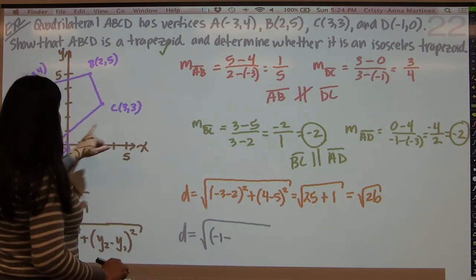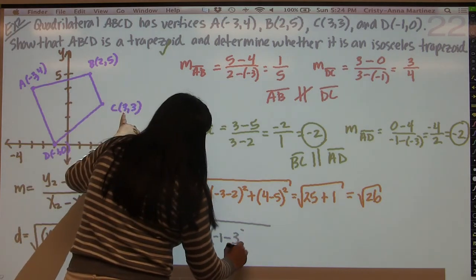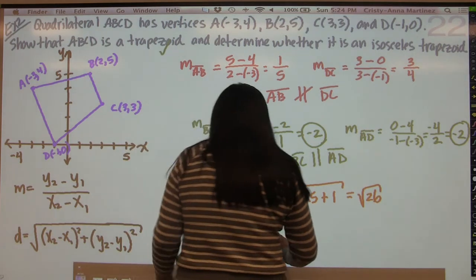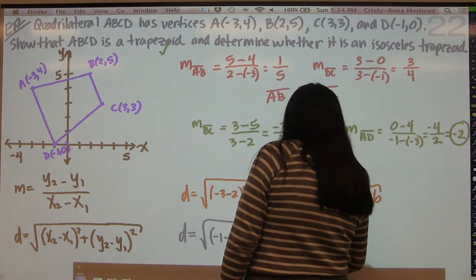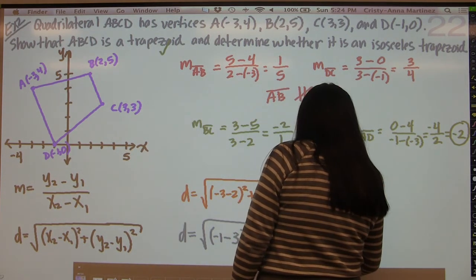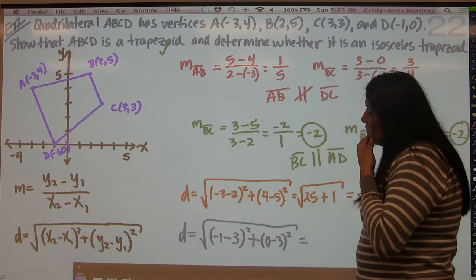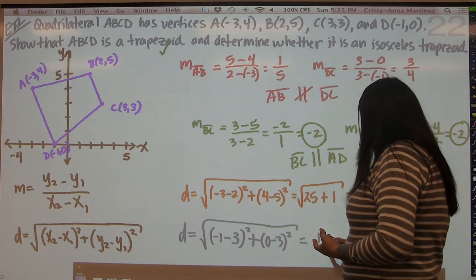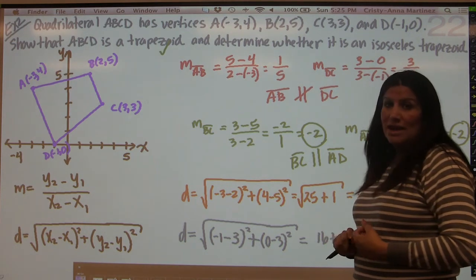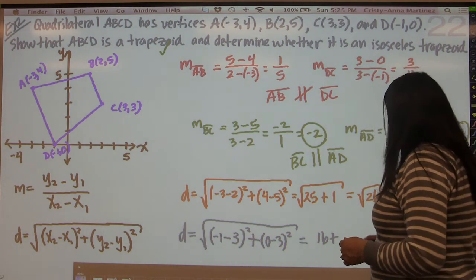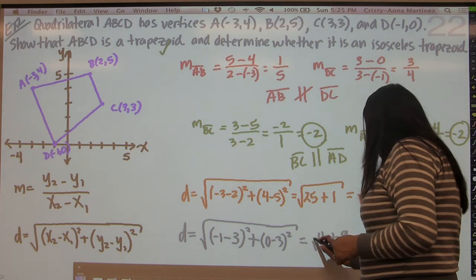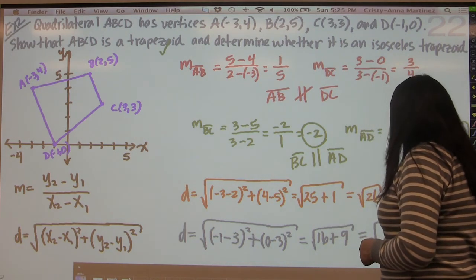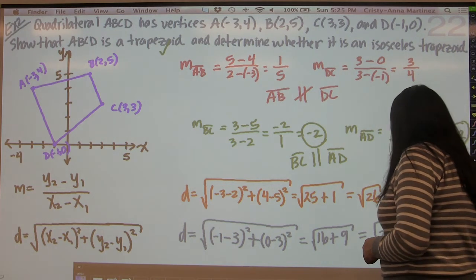Okay, negative 1 minus 3 are the x coordinates squared. And then we're going to go 0 minus 3 squared. All right. So negative 1 minus 3 is negative 4, and negative 4 squared is positive 16. And 0 minus 3 is negative 3, and negative 3 squared is positive 9. And then 16 plus 9 is 26.